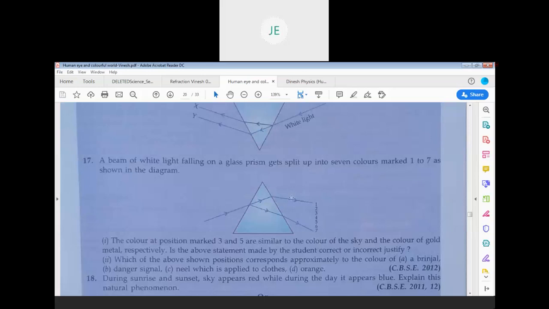One, two, three. Third one is blue there. Yellow, so it is wrong. Yellow, and fifth one is blue. Fifth one is blue, but gold is plain yellow, not blue. So it is wrong. It is incorrect.